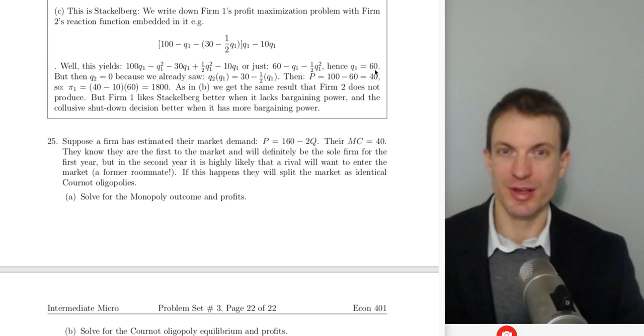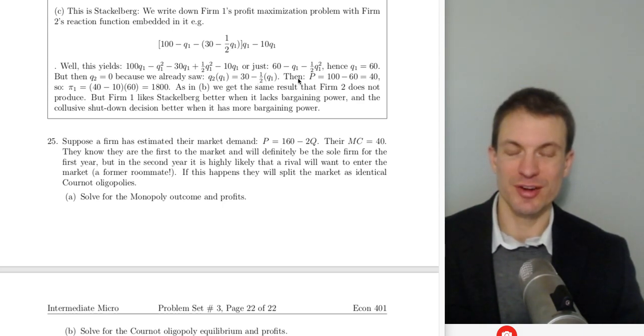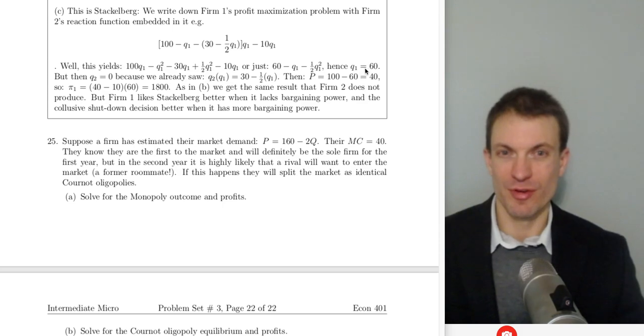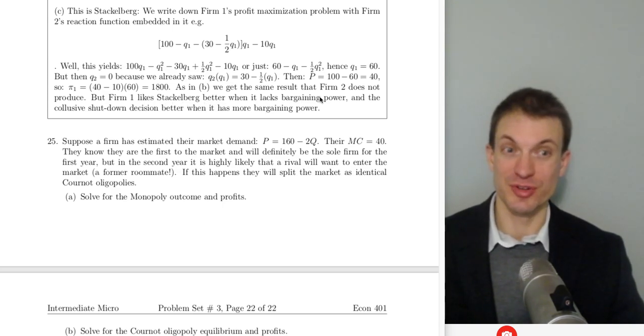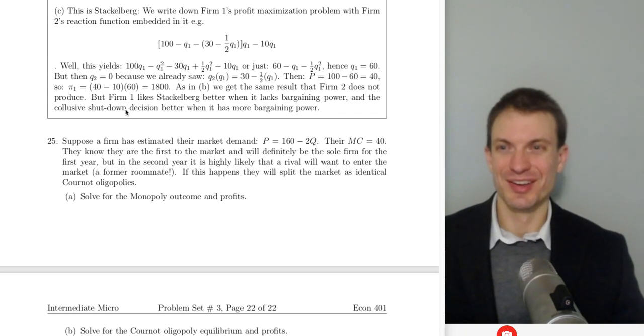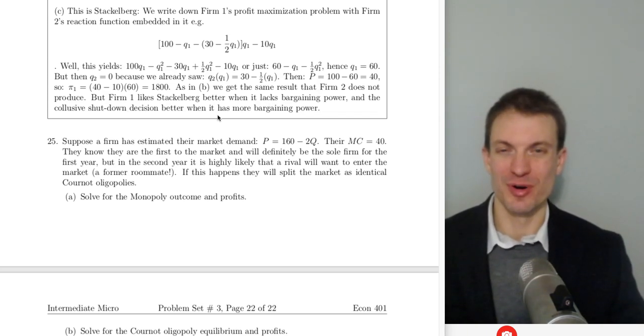Why? Because if we plug Q1 into the reaction curve, we'll see the optimal selection as a function of Q1. If firm 1 produces 60, firm 2 gets 1/2 times 60, that's 30. 30 minus 30 is 0. Firm 2 doesn't produce anything. So as in part B, we get the same result. Firm 2 doesn't produce anything, but firm 1 actually likes Stackelberg better when it lacks bargaining power. Also, it's not illegal. And the collusive shutdown decision is better when it has more bargaining power.